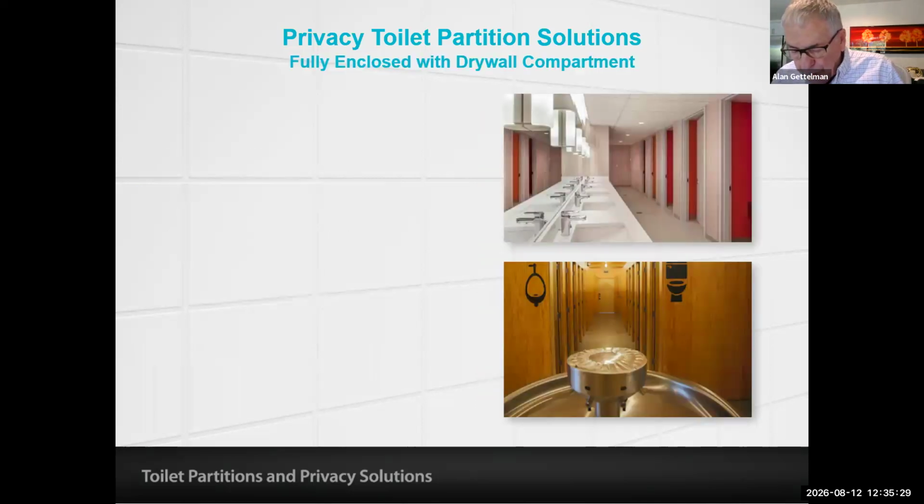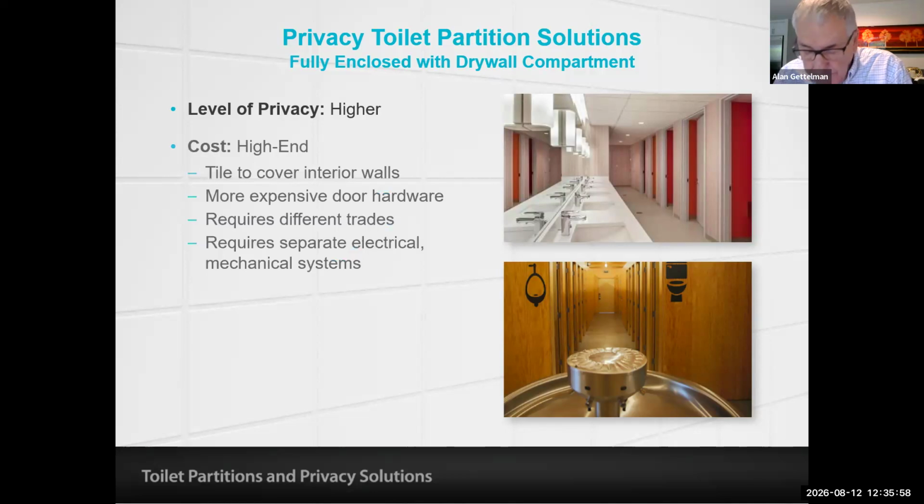A fully enclosed with drywall toilet compartment involves the use of framing and drywall to create floor-to-ceiling partitions on both the fronts and the sides of each compartment. Fully enclosed with drywall privacy solutions often share a sink or common hand washing area, as shown in the photograph on the upper right. The level of privacy this solution provides is high, since the barrier between compartments is floor to ceiling.